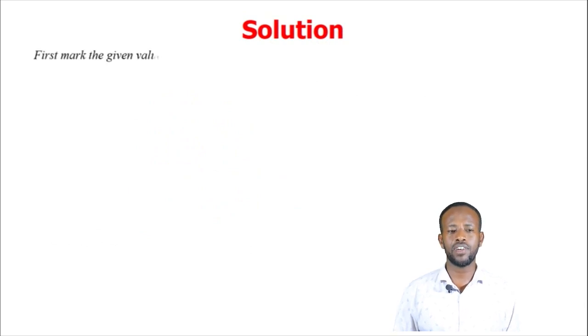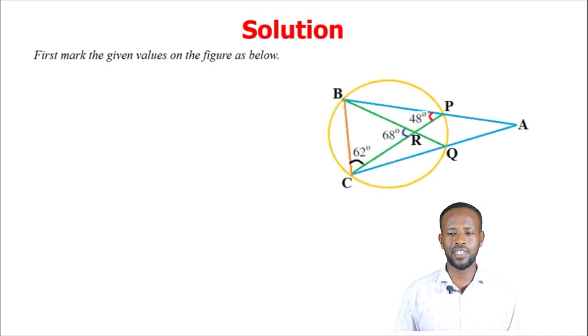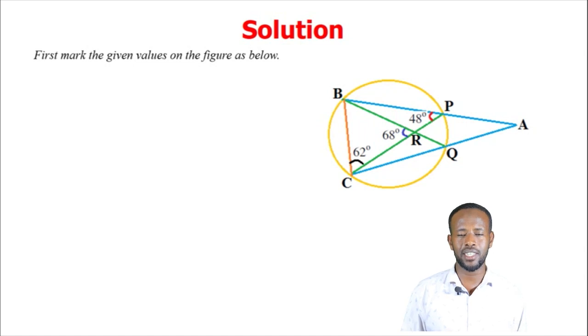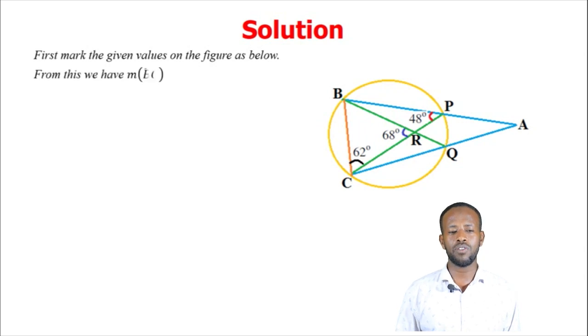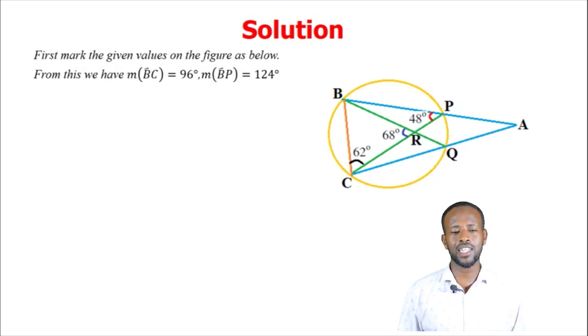First, mark the given values on the figure as below. What are you given? Mark it first, like this. We are given this angle is 48 degree, 68 degree, 62 degree. We have marked them. Then from this we have measure of arc BC. Which arc? The arc opposite to the angle 48 degree. It will be twice of that angle, 96 degree. Measure of arc PP is equals to 124 degree, isn't it?